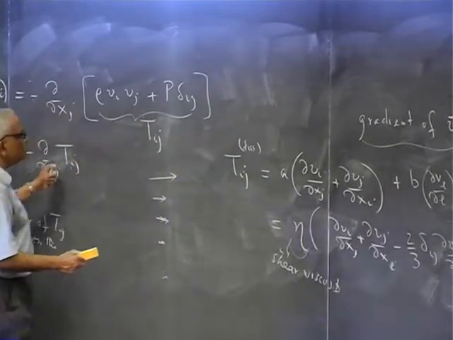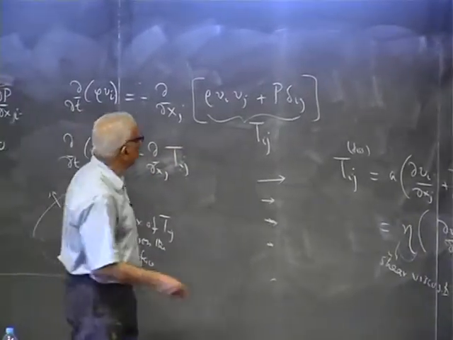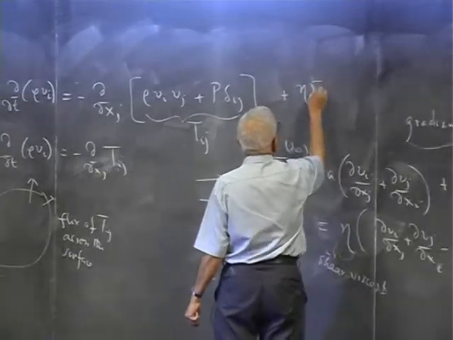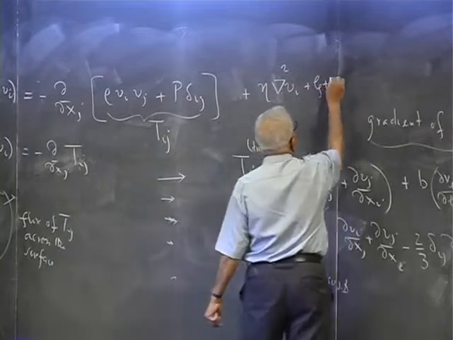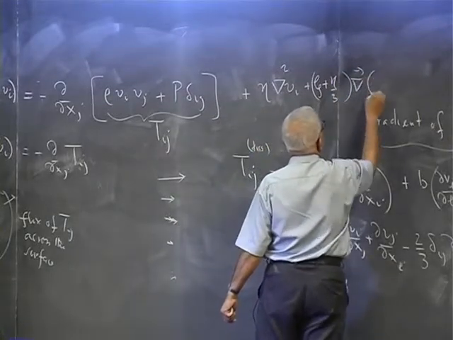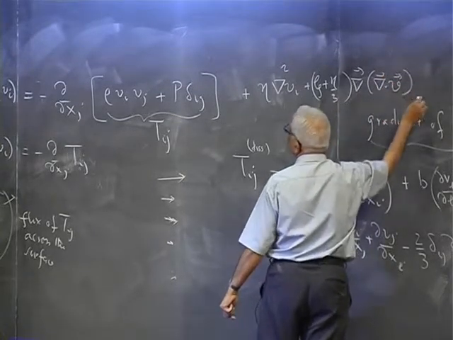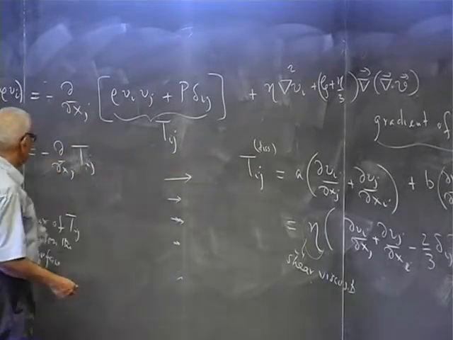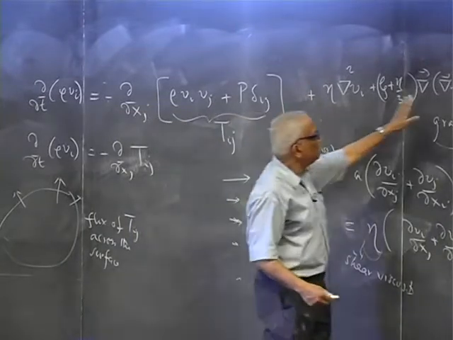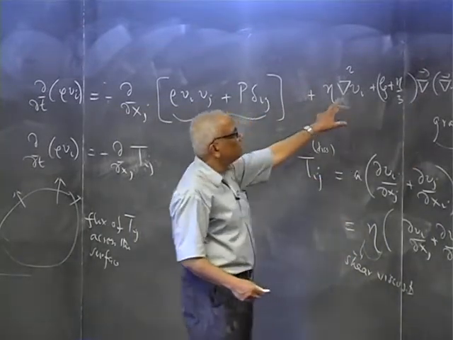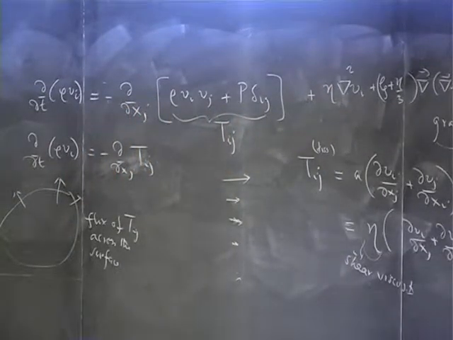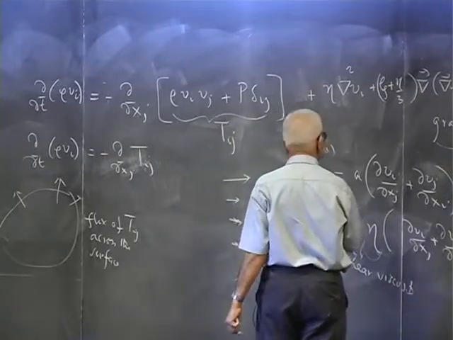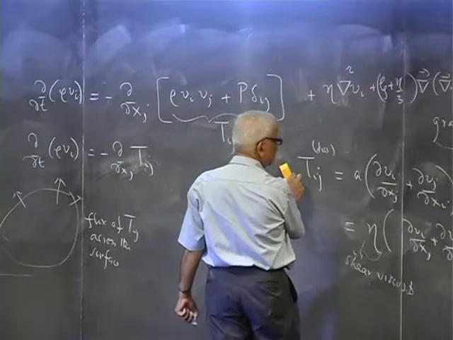Thereafter, you just put in this TIJ dissipative and work your way through. If you do, you come up with eta del square VI plus zeta plus eta over 3 gradient of divergence V. So all you need to do is put this T dissipative in over here, that's Tij, in addition to the part that I have written down, and you will find the answer is eta del square VI plus this. That is not quite the Navier-Stokes equation; a special part of it is the Navier-Stokes equation.